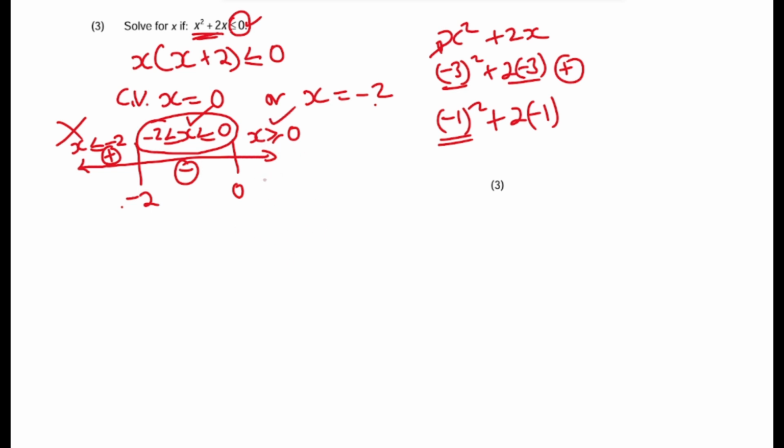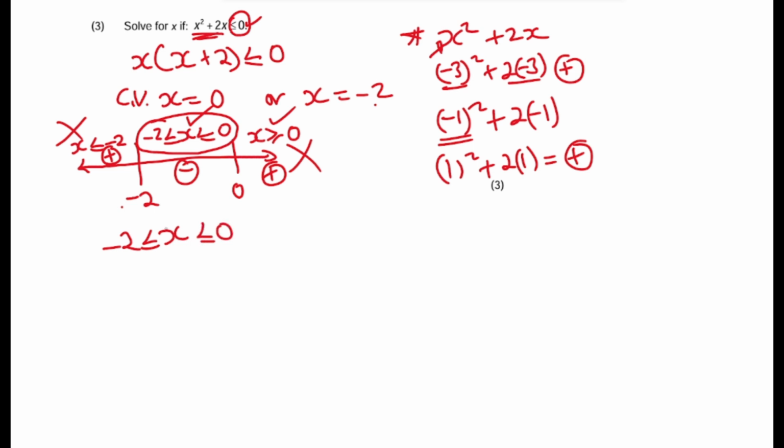All right, let's test this one. Let's pick any value greater than 0. Let's say 1. Put 1 into this function, then it becomes 1 squared plus 2 times 1. Obviously we're getting a positive answer there, which is 3. Positive means greater than 0, so this one is out. So the solution is what? x greater than or equal to -2, but less than 0. That's your solution.